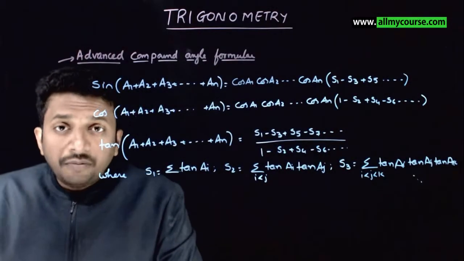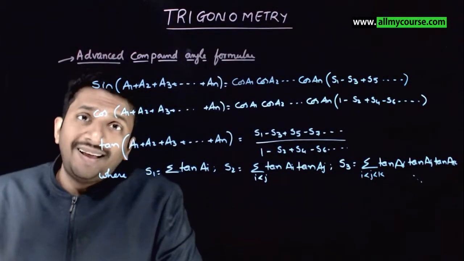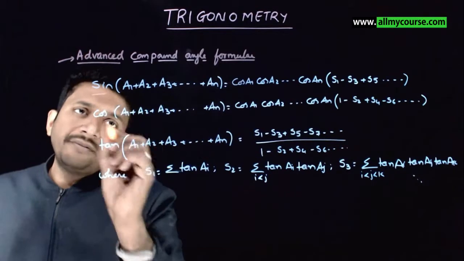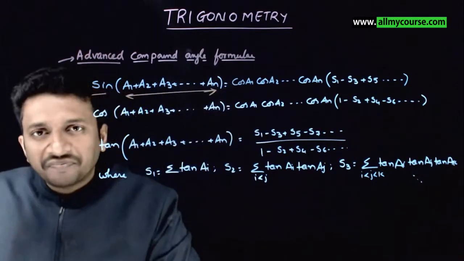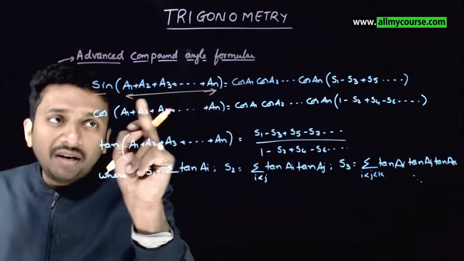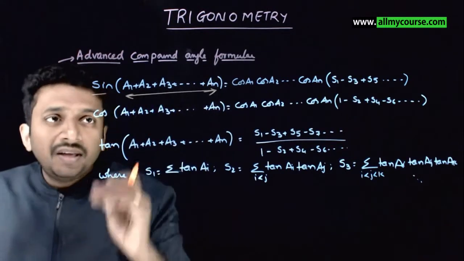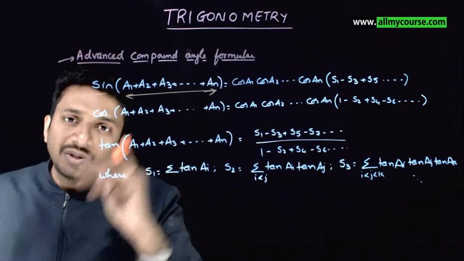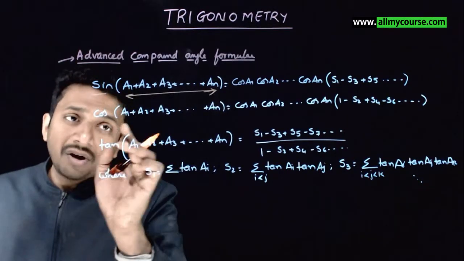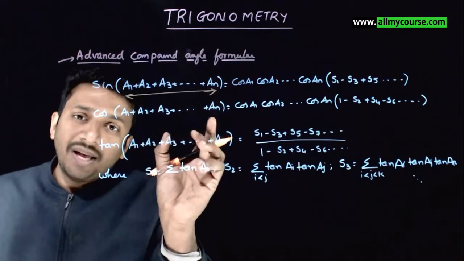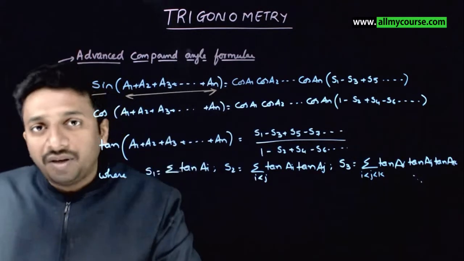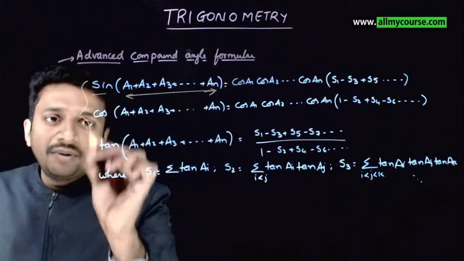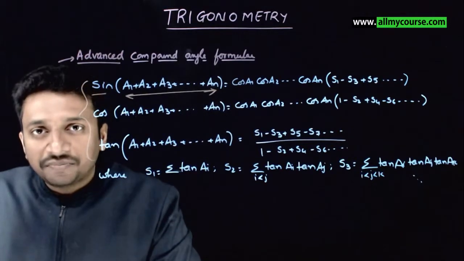So the final set of formulas that you have in this topic are sine of A1 plus A2 plus A3 so on up to AN. We have a compound angle of n different angles, A1 plus A2 plus A3 so on up to AN, and cos of A1 plus A2 plus A3 so on up to AN, and tan of A1 plus A2 plus A3 so on up to AN. So these are the three formulas which you have in the final section.